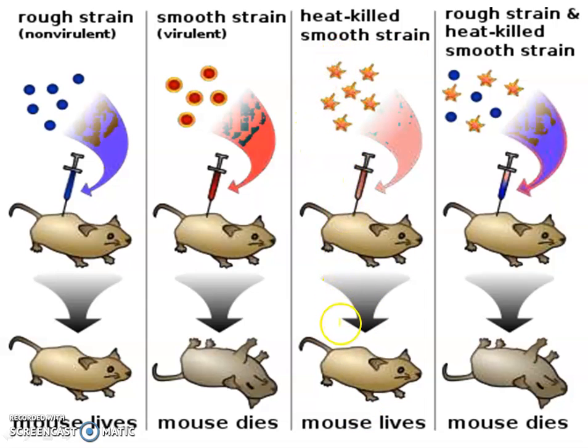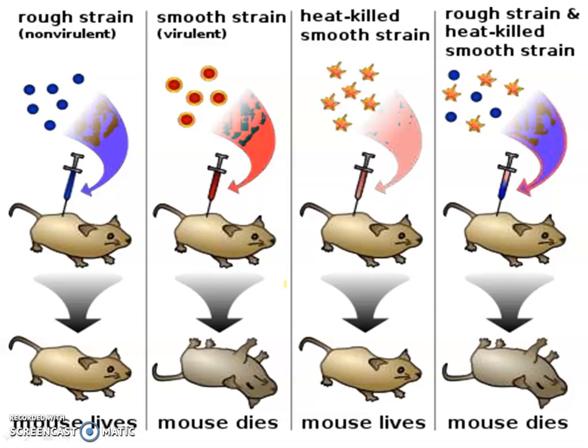The mouse got the bacteria, but they were heat-killed, so obviously they died. Okay, the smooth strain died, and so the mouse lived. Now come to what happened. Both the rough strain, non-virulent, and the heat-killed smooth strain, in both situations the mouse lived. When these two strains were mixed and injected into the mouse, in the fourth case, to his astonishment, he saw that the mouse died.